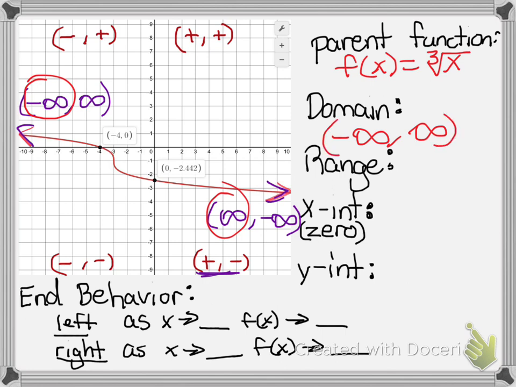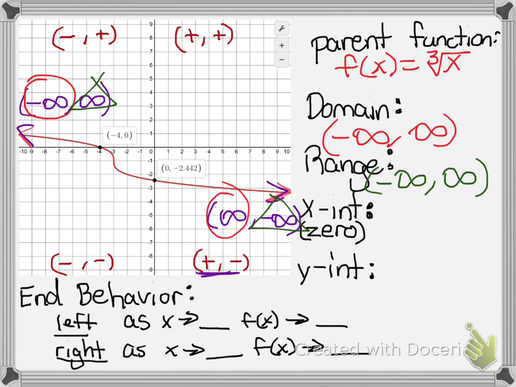For my range, I am going to put a triangle around my y values in each ordered pair and ask myself the same question. What's the smallest y value and what's the largest y value? The smallest y value is negative infinity and the largest y value is positive infinity. So my range will be negative infinity to positive infinity. In other words, all real numbers.